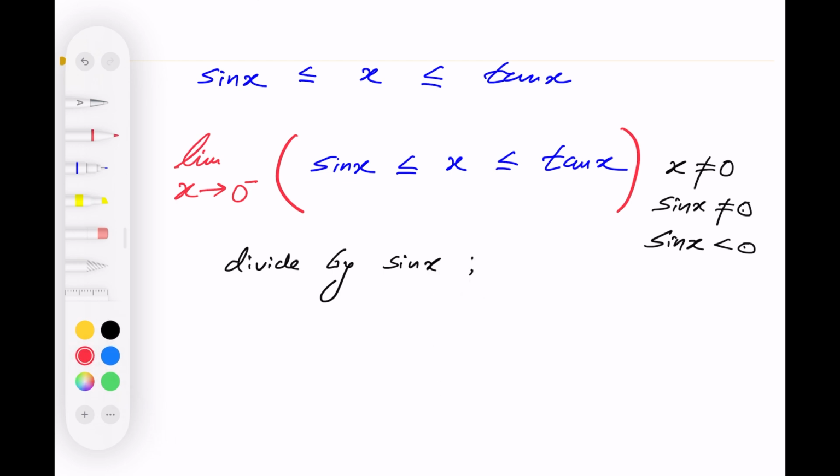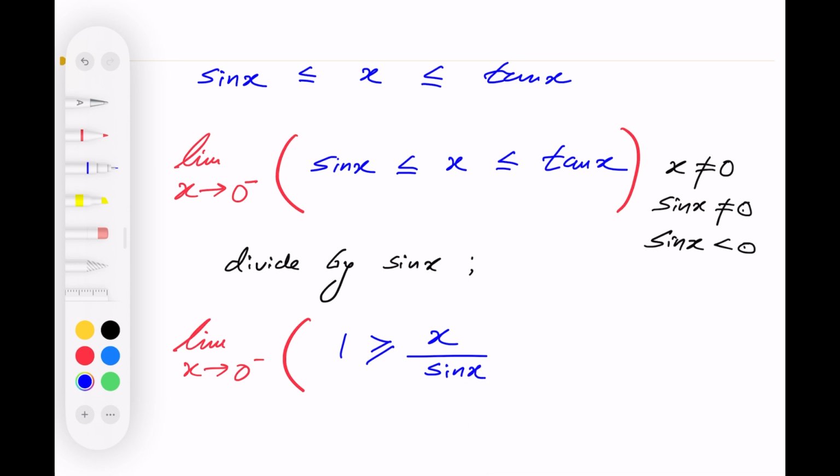We still have limit x approaches to 0 from the left hand side within parentheses. That inequality I'm going to divide by sine x. So the first term, sine x divided by sine x is equal to 1. Remember, sine x is negative. Therefore, I'm going to flip this inequality to the other side. Greater than or equal to, x is going to be divided by sine x. Therefore, the middle term is now going to be equal to x over sine x. Again, this inequality will also be flipped. So it will become greater than or equal to tangent x divided by sine x.